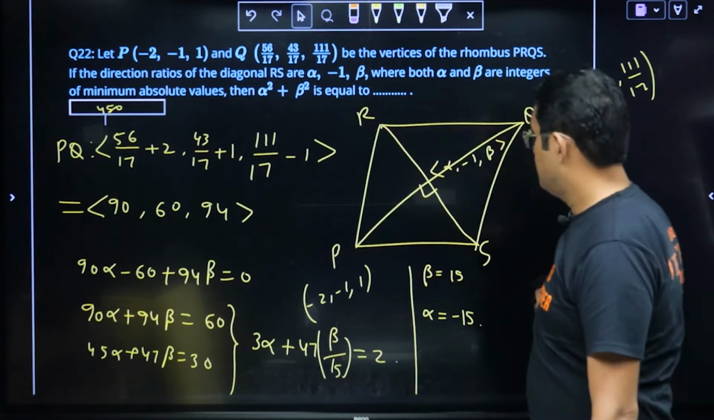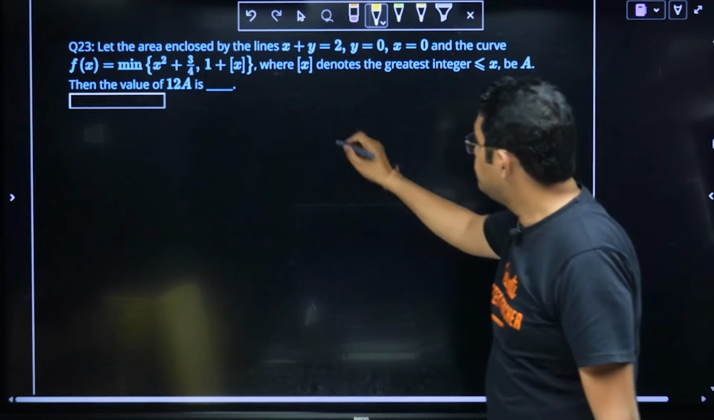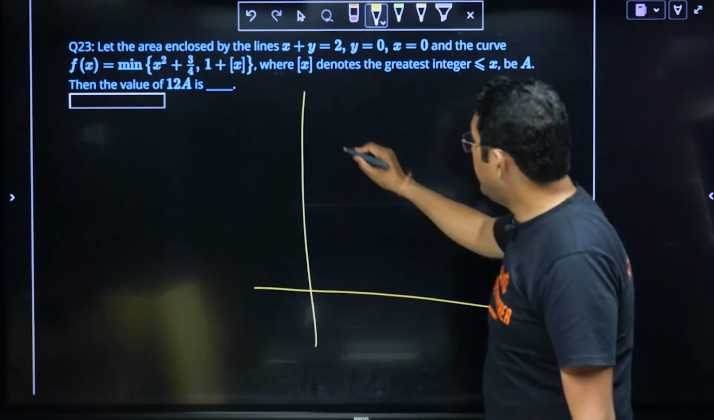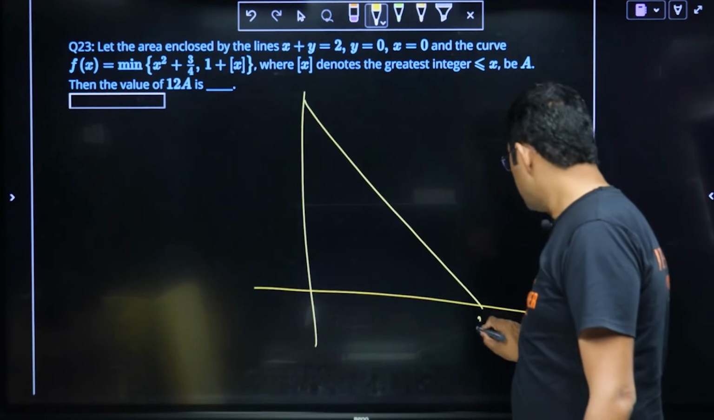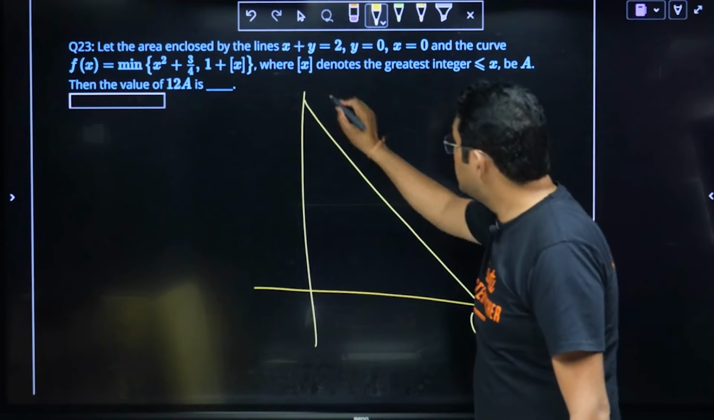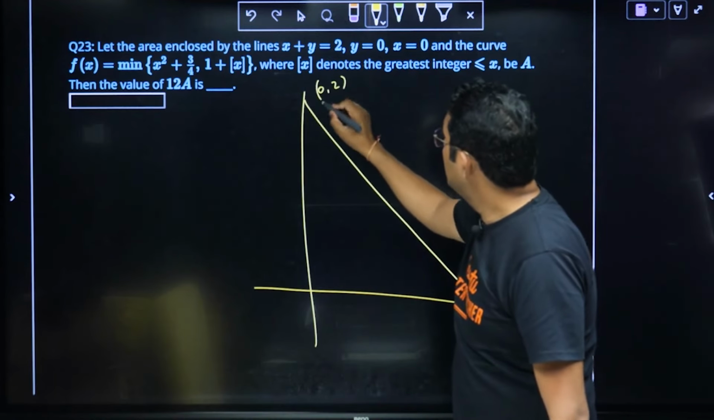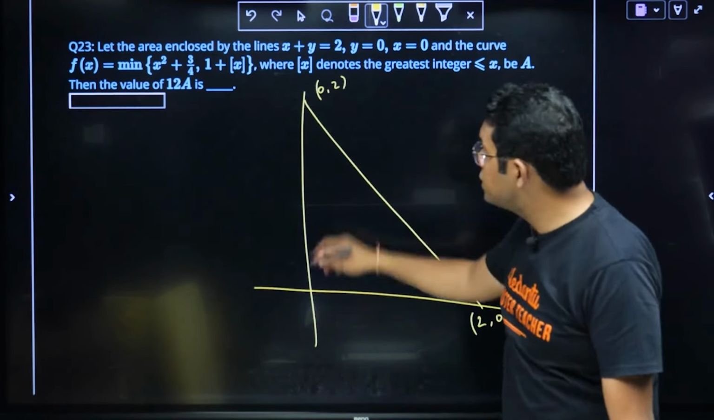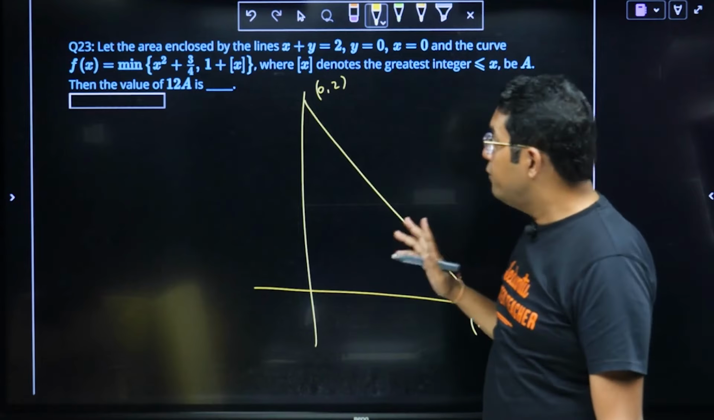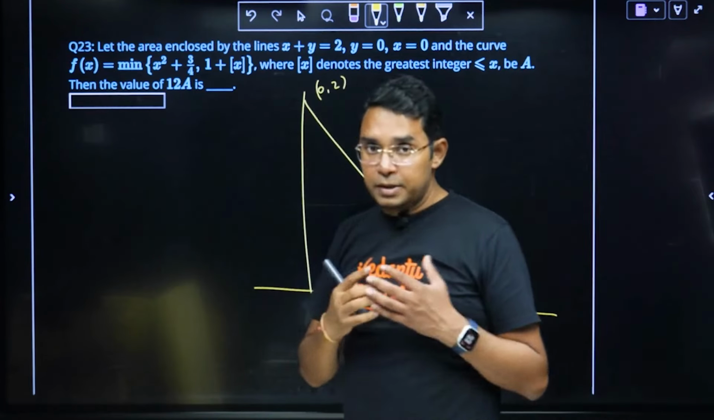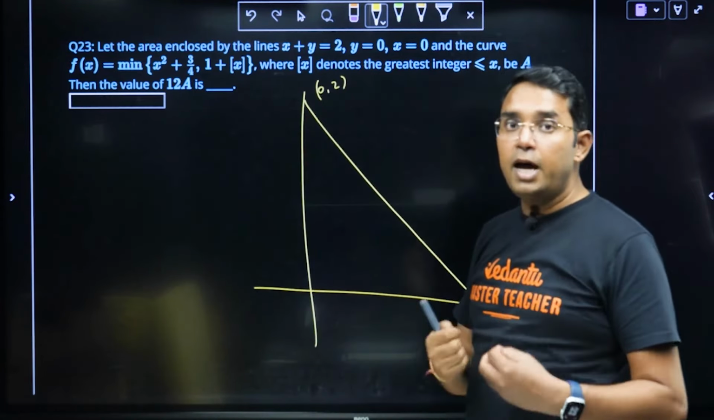23. Here we are given the area enclosed by the lines. So x plus y is equal to 2 is this line. This is 2 comma 0. This is 0 comma 2. And this is y equal to 0. This is x equal to 0 and the curve. And that is important. We have to compare two things, x square plus 3 by 4 and 1 plus GIF x.